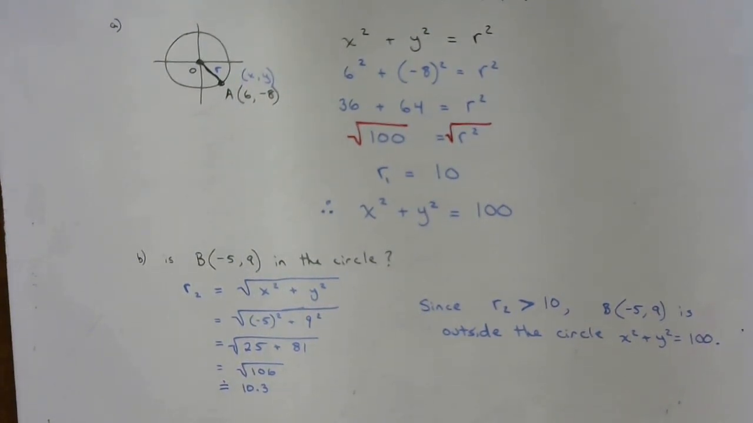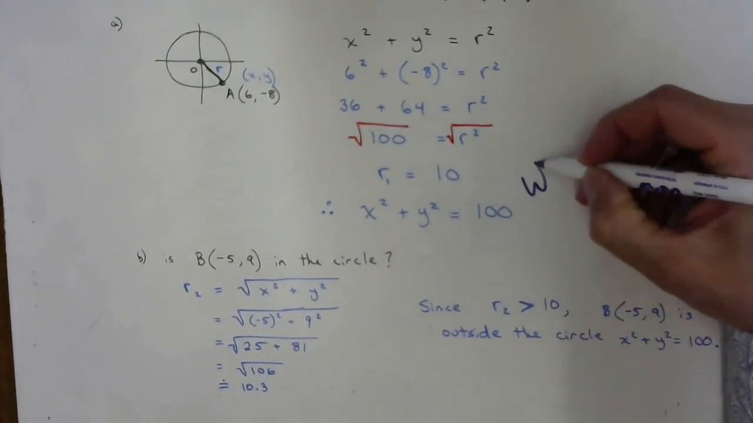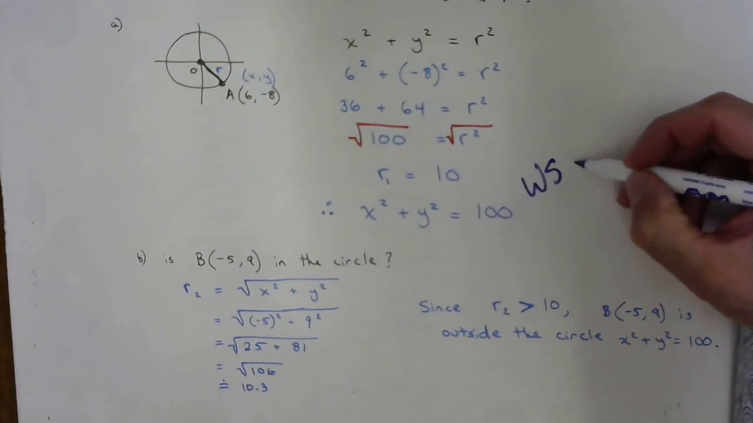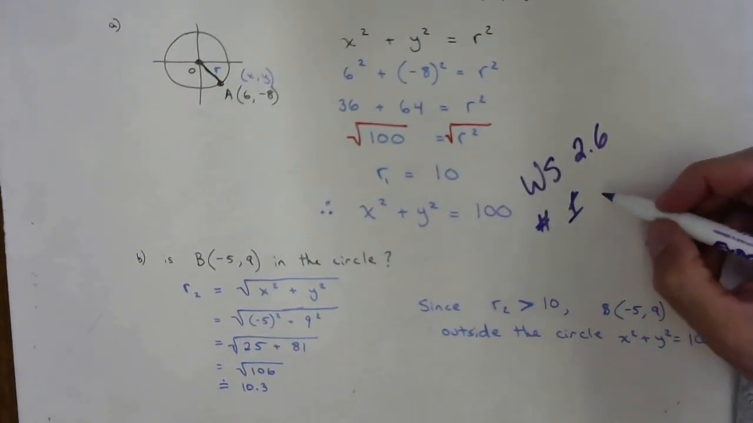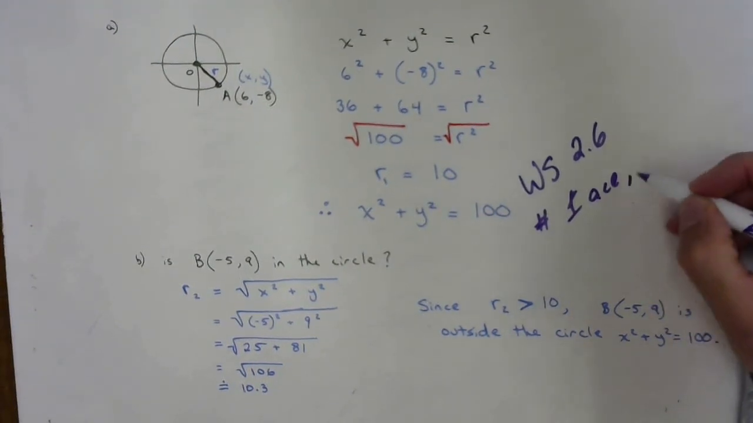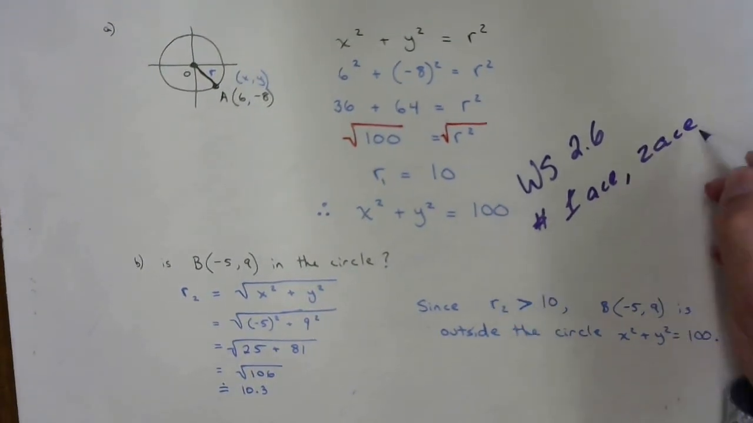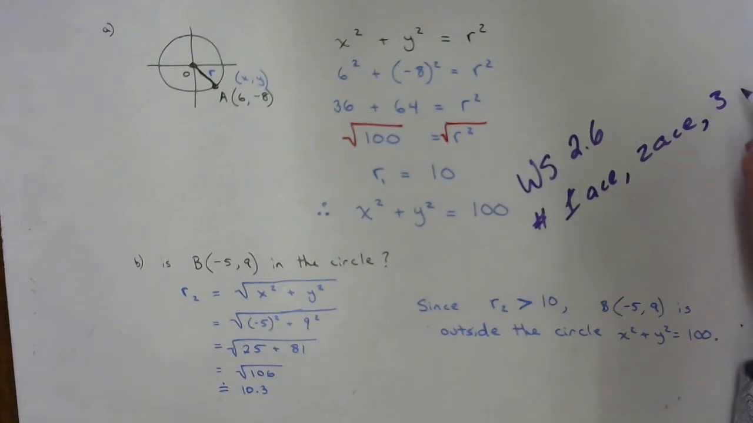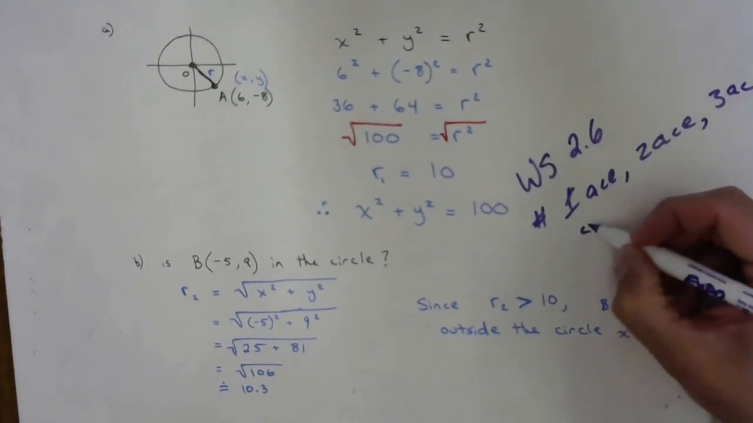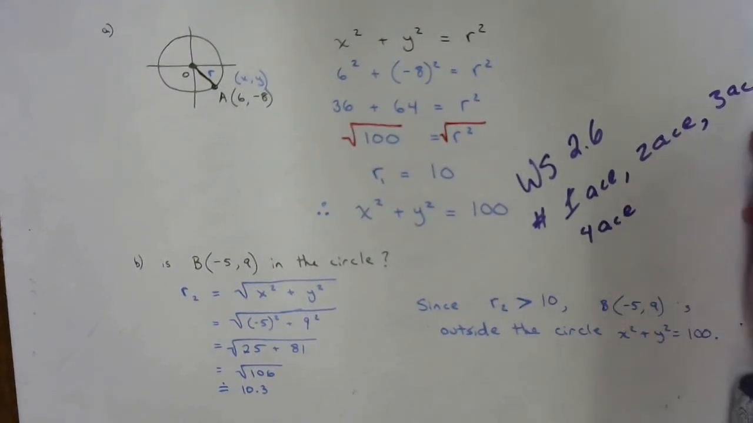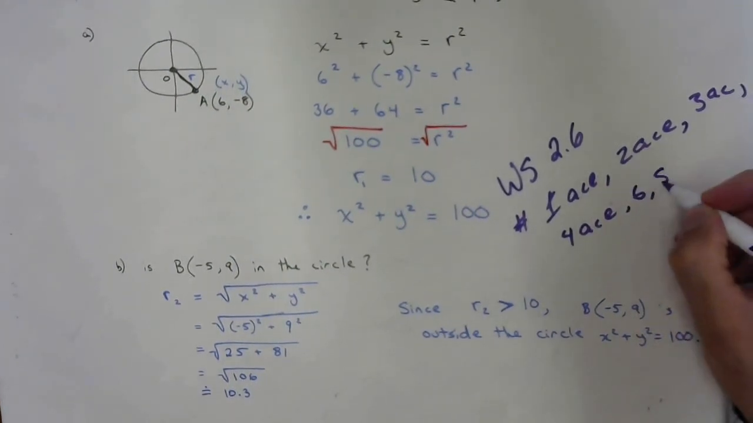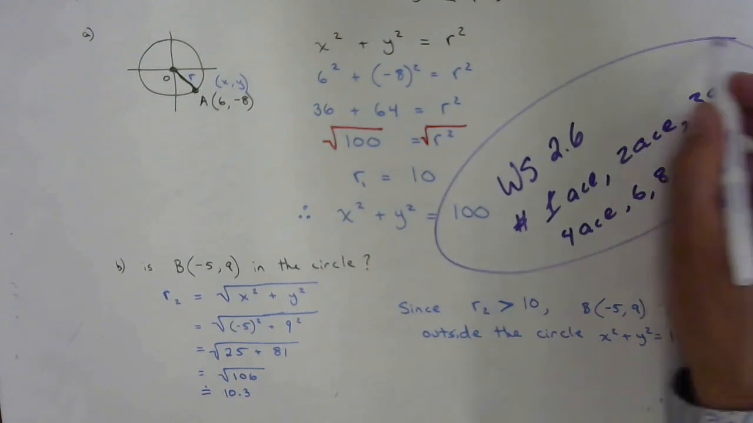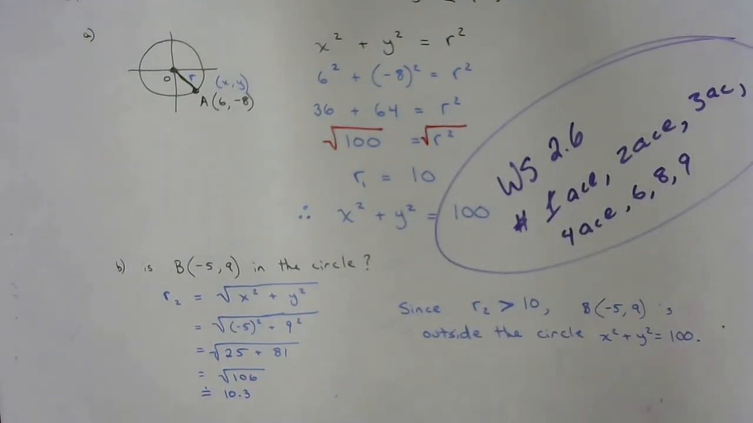Your practice problems are listed on the bottom of that sheet. They are in your workbook already. They're from worksheet 2.6. Numbers 1 ACE, 2 ACE, 3 AC, 4 ACE, and 6, 8, 9. All right. Give it your best.